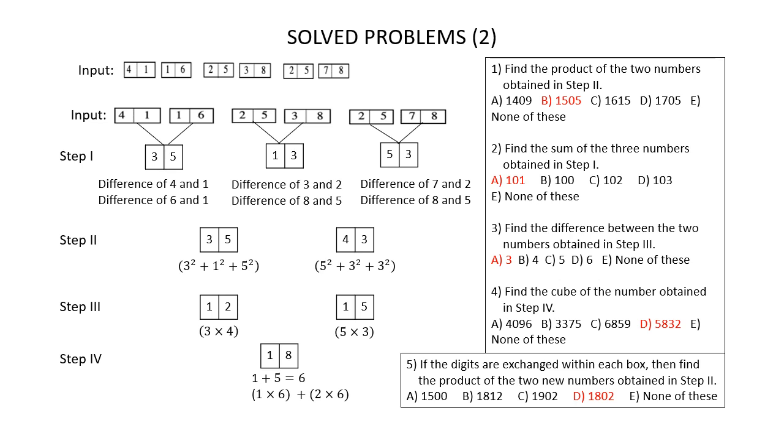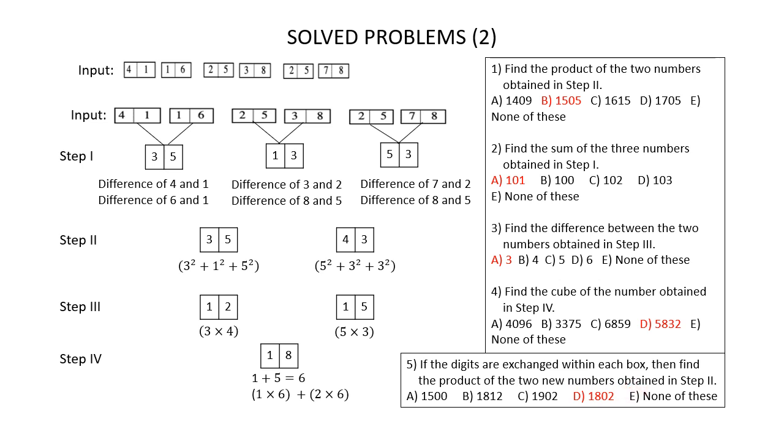Question number 5. If the digits are exchanged within each box, then find the product of the two new numbers obtained in step 2. Here you are given 5 options and you have to find out which of these options is the correct one. So here it's given that you have to exchange the digits within each box. Then find the product of the two new numbers obtained in step 2.